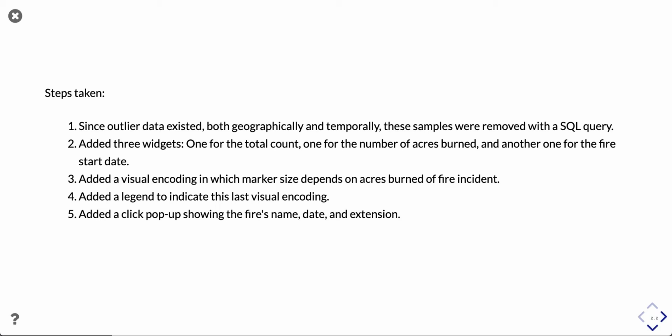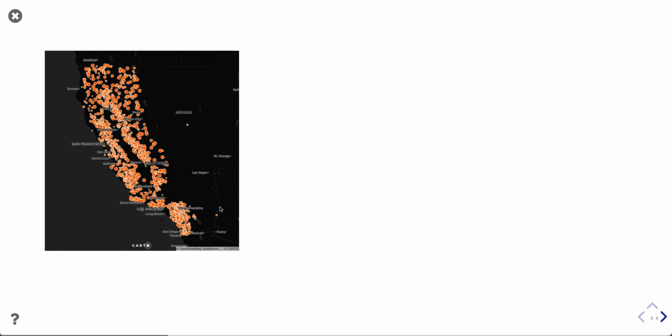Moreover, a visual encoding for the marker size was applied, basically linking marker size with the number of acres burned in each fire incident. In order to clarify this visual encoding, a legend was used. Lastly, a click pop-up was employed to show fire name, date, and extension in case the user wants more detail. This is the result of the simple import.